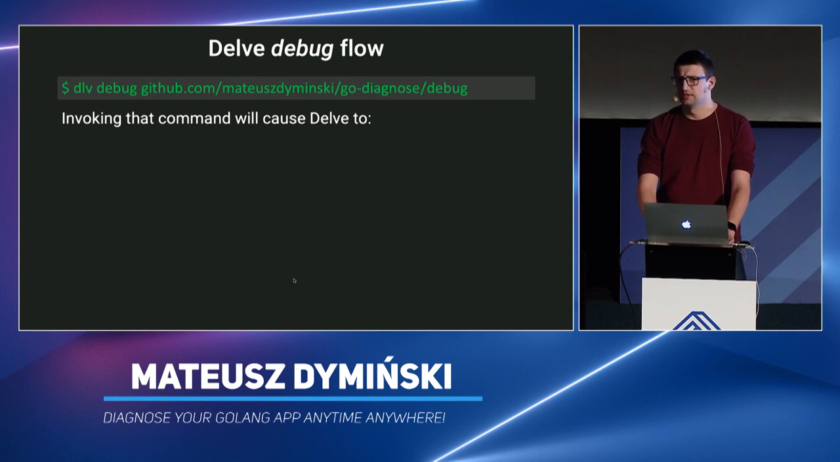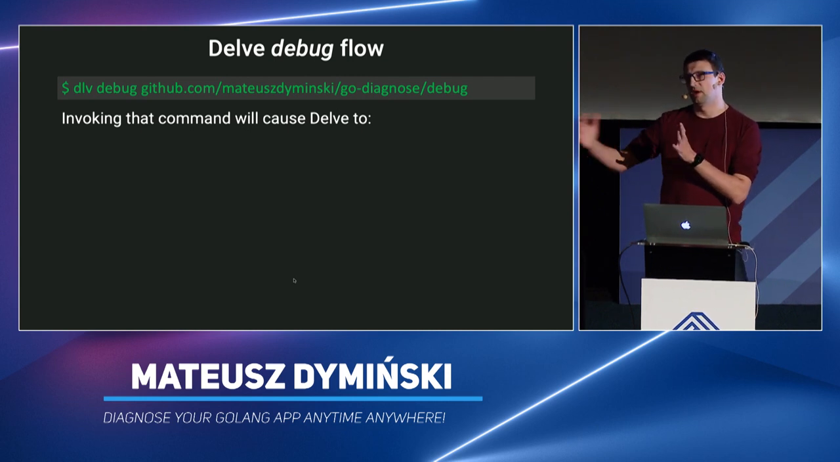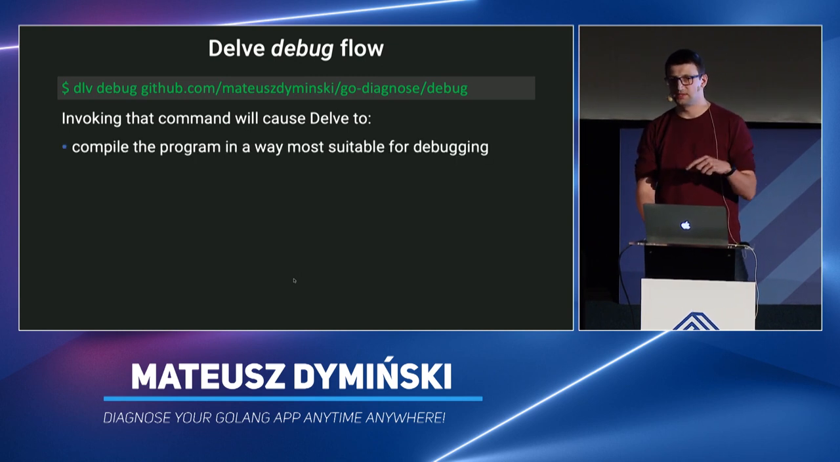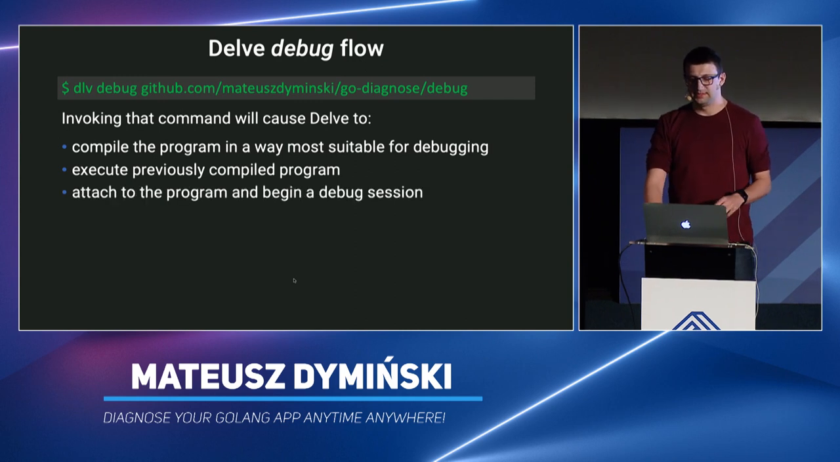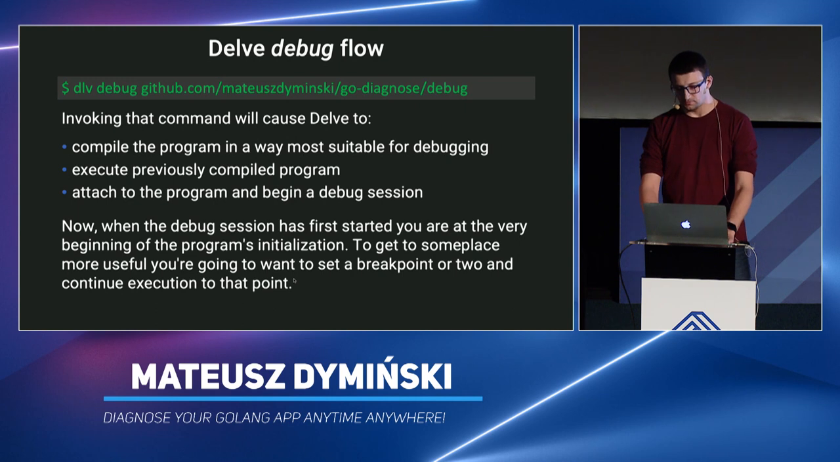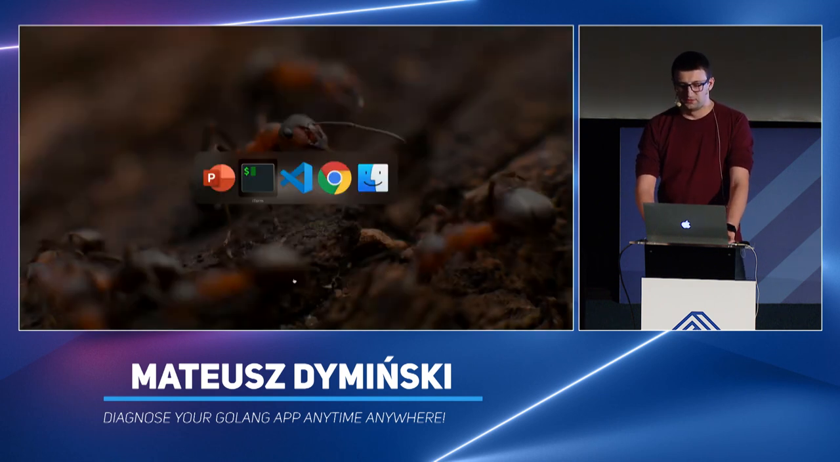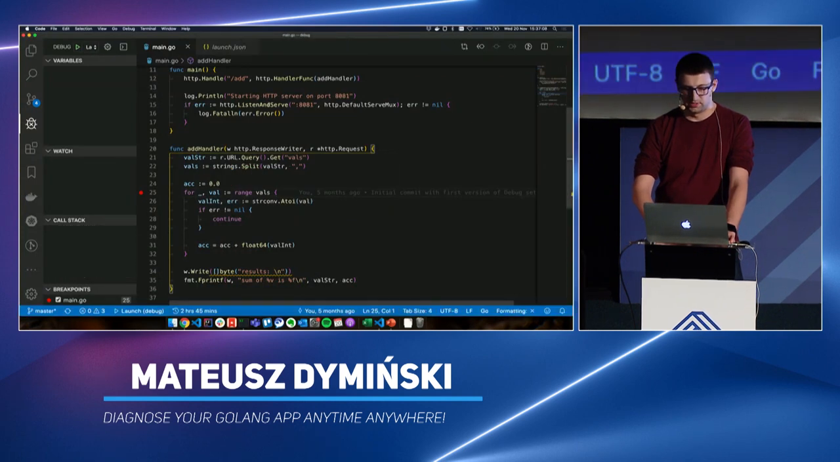What Delve does under the hood is a bit more complicated than just running the code, then attaching and going via the breakpoints or debugging the flow. The real thing under the hood is that when we call dlv debug and then the path to our application, it compiles our program, but not in a regular way, but in the most suitable way, I will explain that later. Then it executes this program, attaches to it and begins the debug session. That's pretty straightforward.